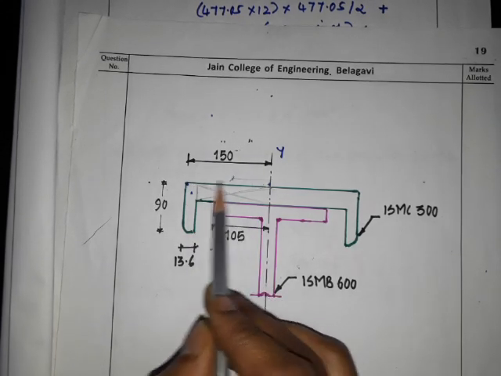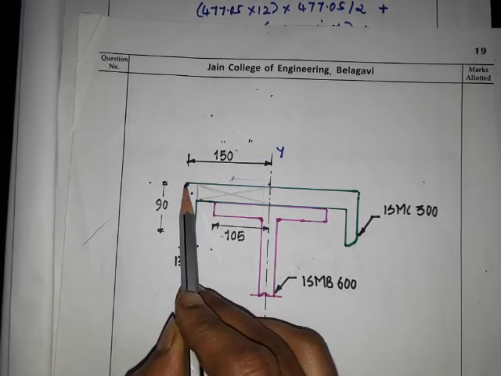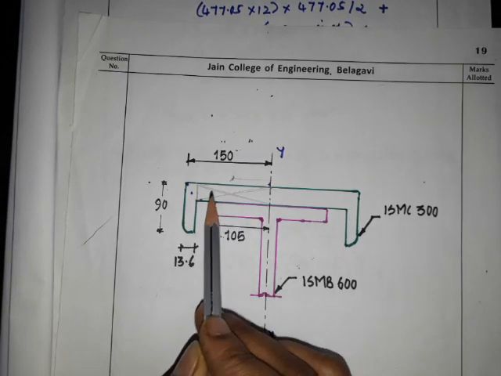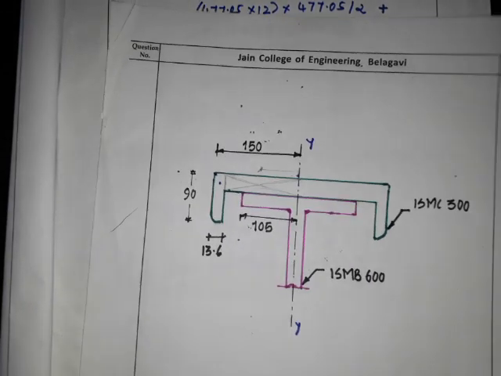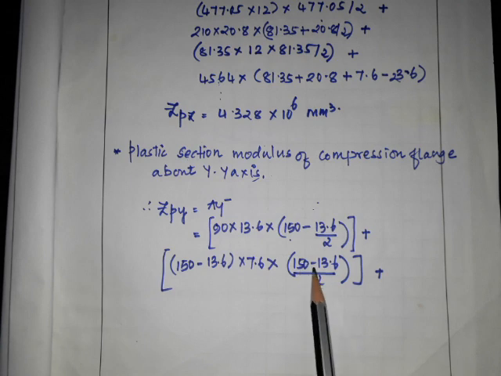Where will its center be? Its center is at 150 minus 13.6, this divided by 2. Same as we did here. That's why it is 150 minus 13.6 total divided by 2.